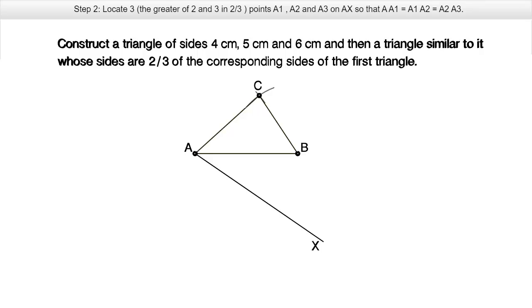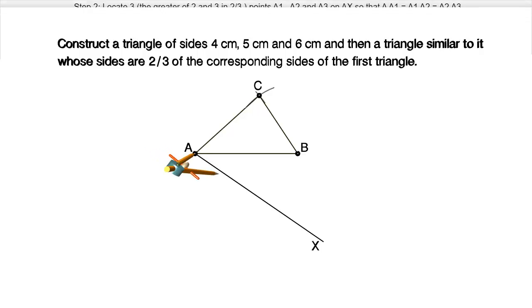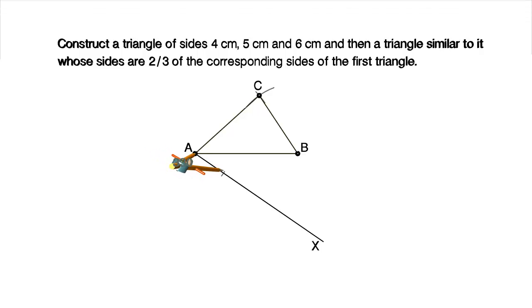Now draw an arc of any measurement by keeping your compass at point A, and then mark the intersection point of the arc and the line AX as point A1. In the same way, keep your compass at point A1 and cut an arc with the same measurement without altering the compass. After that, mark the intersection point of the arc and the line AX as A2. In the same way, do it for A3.